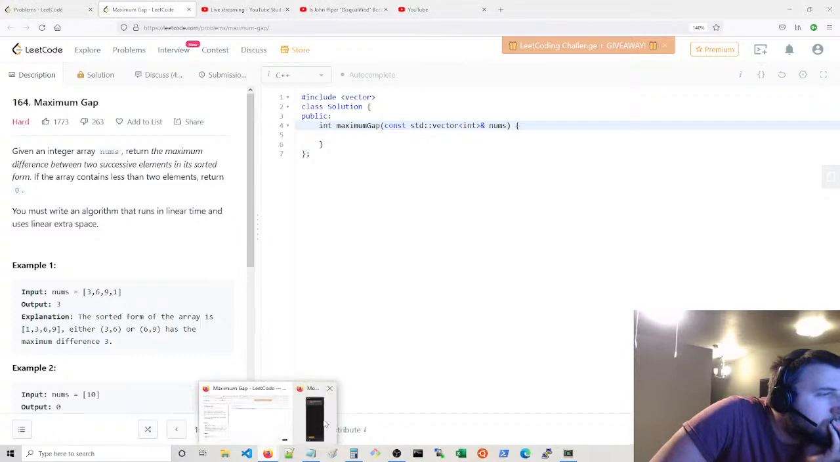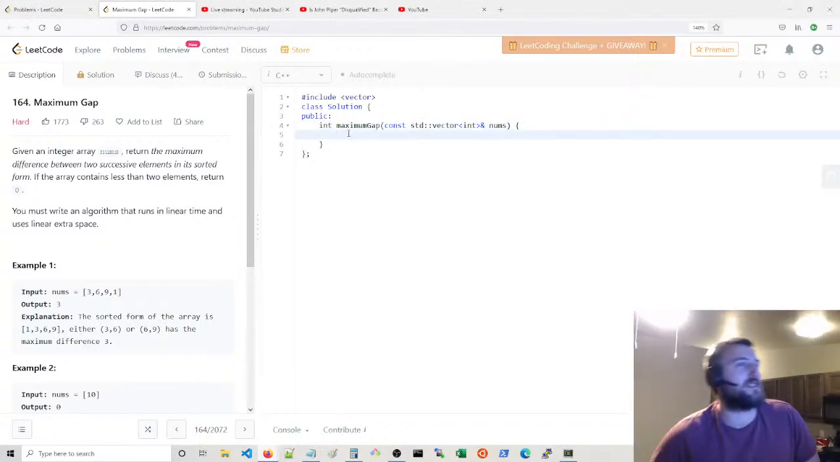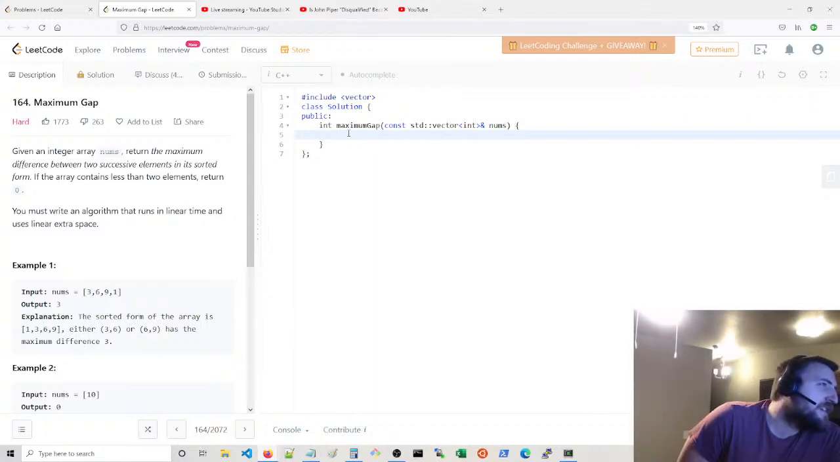Alright, so we can do linear. Linear time and linear extra space. Okay, what's the question? Integer array nums, return the maximum difference between two successive elements in its sorted form. If the array contains less than two elements, return 0. Write an algorithm that runs in linear time and uses linear extra space. So we are going to use extra space for this.